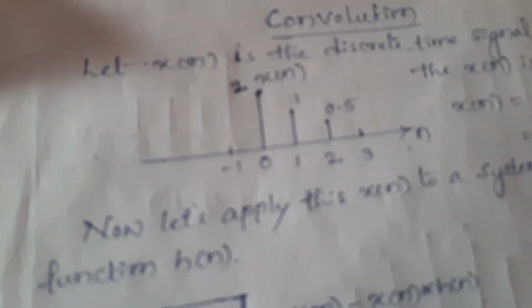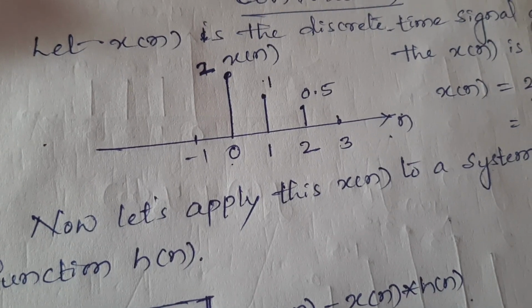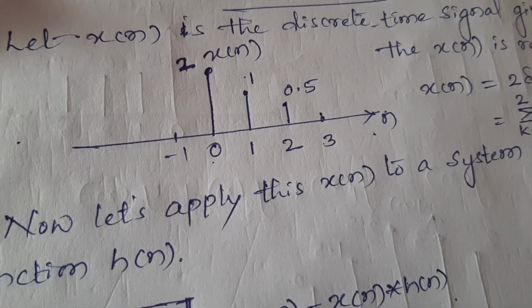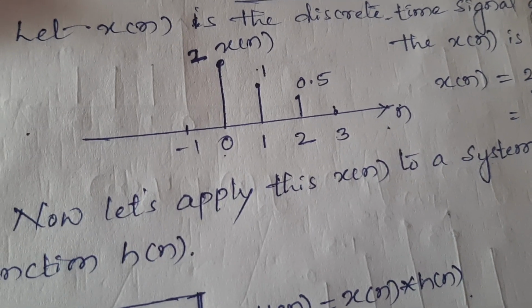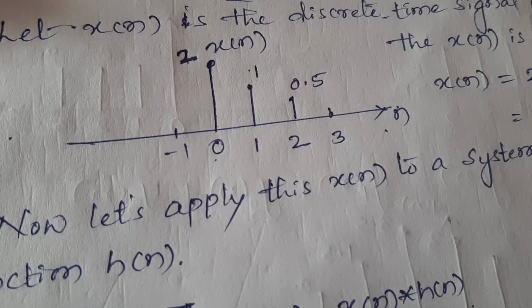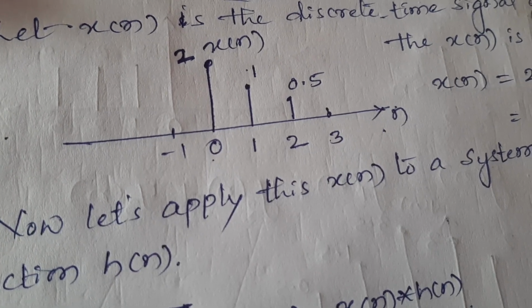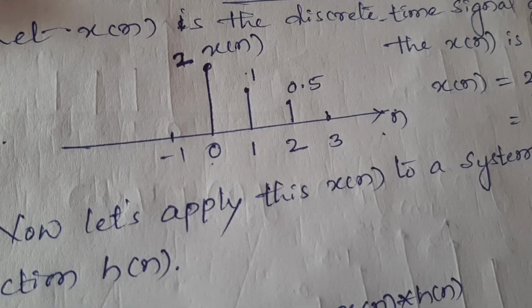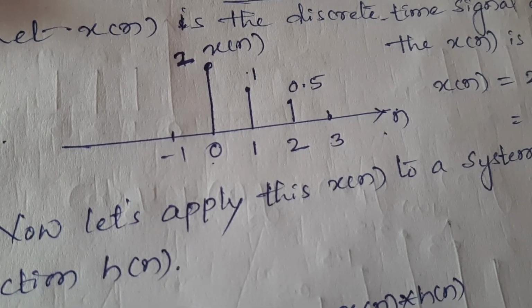Now today I am going to start with convolution. So what is convolution? To learn that, let's consider a signal. Let's say x of n starting from 0 has two values, 1 at 1 and at 2 it is having 0.5.